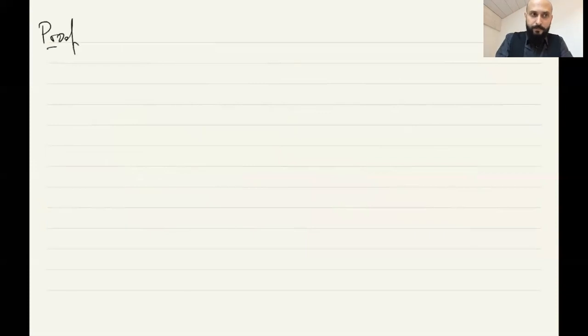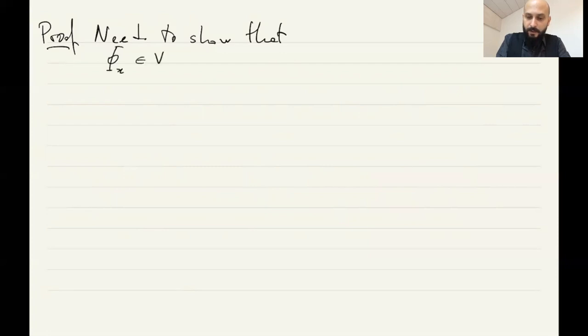Proof. So everything will be quite easy to check, except the fact that the norm is not going to be smaller than 1. For that, we will need a special theorem that we will prove later. Okay, so we need to show first that Phi-x is actually an element of V star star, that Phi as a map is linear, and norm preserving.